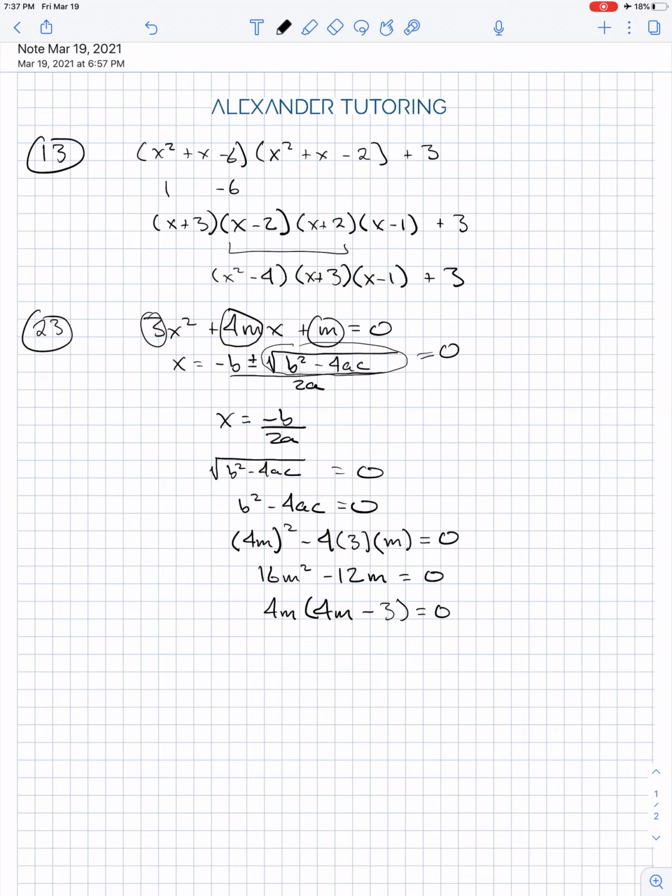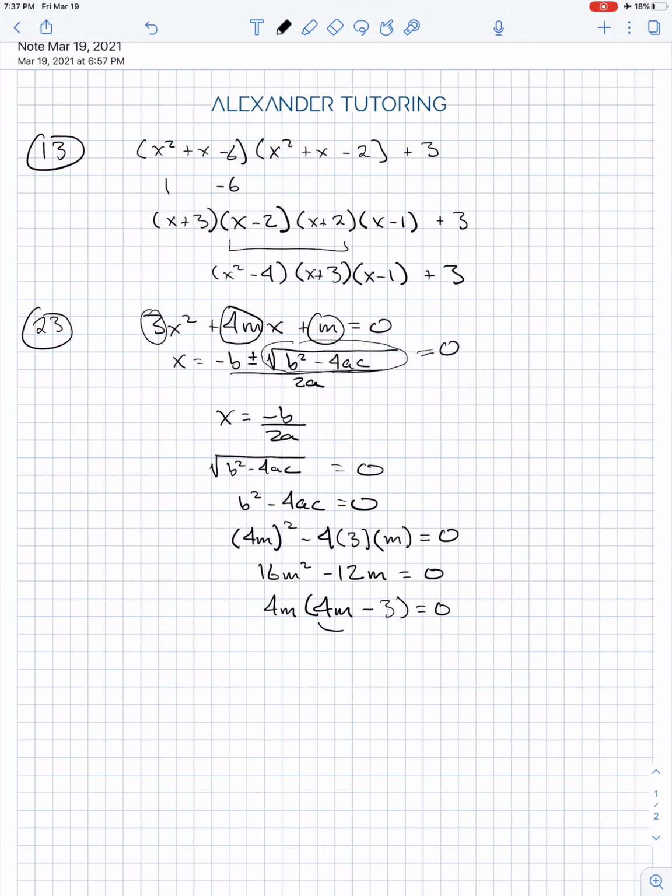Okay, and there's two solutions to this. Basically, if we make this m, we can see if we plug a 0 in there, then 4 times 0 is 0, and 0 times anything is 0, so that would be one solution. And then the other solution comes from setting this guy to 0. So right away, m equals 0 is a solution.